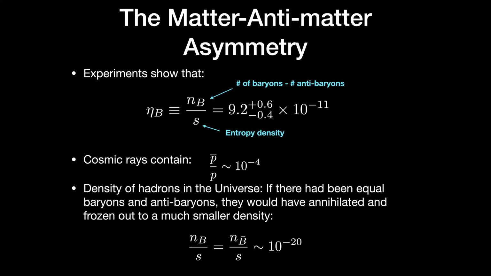And this is consistent with the idea that basically the universe is not made of antimatter, but it gets produced in rare high energy processes that are going on in different parts of it. Another piece of evidence is the fact that there are baryons or matter at all. The density of hadrons in the universe is such that if there had been equal baryons and antibaryons, we expect they would have annihilated into things like pi plus, pi minus, and gamma gamma, and frozen out to a much smaller density of around 10 to the minus 20. So just the fact that there is matter at all is in some sense an indication of a baryon asymmetry.